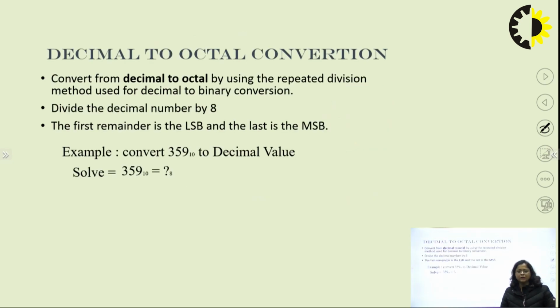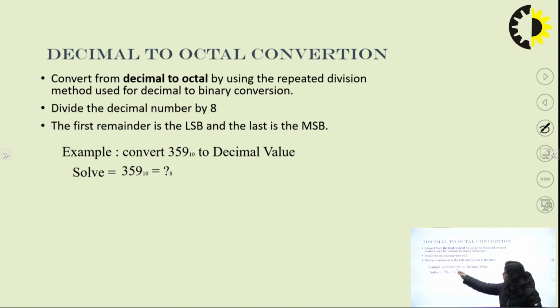Similarly, we can convert any decimal to an octal number using the repeated division method: divide the integer part by 8 and retain the remainder in reverse order. If there is a fraction part, then again we use the same method, that is, multiply the fraction part by 8 and retain the integer in the same order.